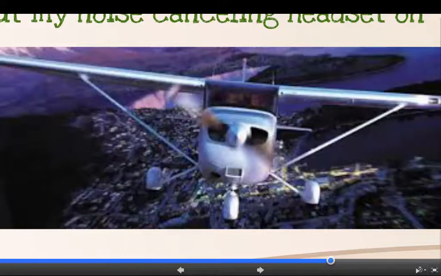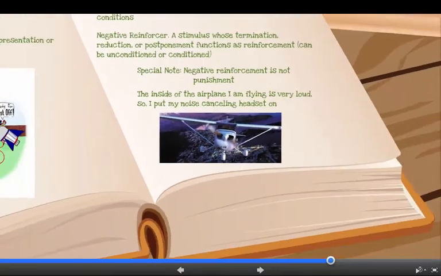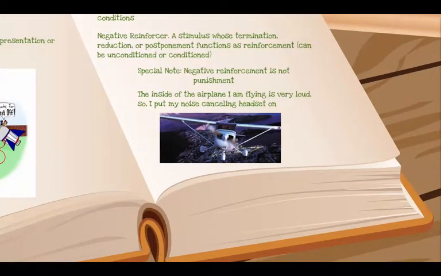Why do I want to do that? Because I want to terminate the noise that is very uncomfortable to me. That is a negative reinforcer. One of the things I should note, of special note, is that negative reinforcement is not punishment. They are different principles, and I want to make sure that you never confuse the two.